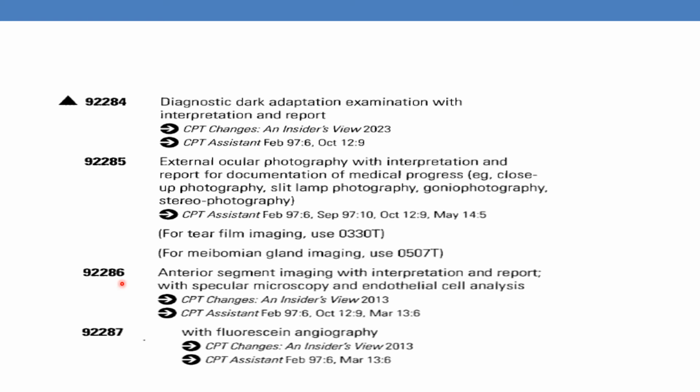The next CPT is 92286. It includes anterior segment imaging with interpretation and report with specular microscopy and endothelial cell analysis. The next is 92287. It includes anterior segment imaging with interpretation and report with fluorescein angiography.